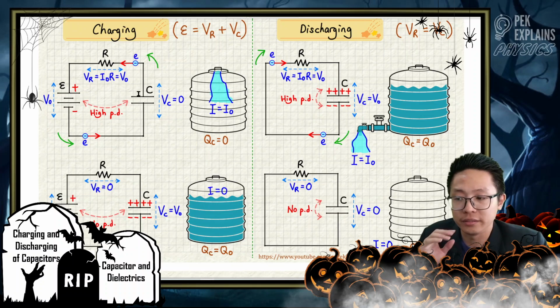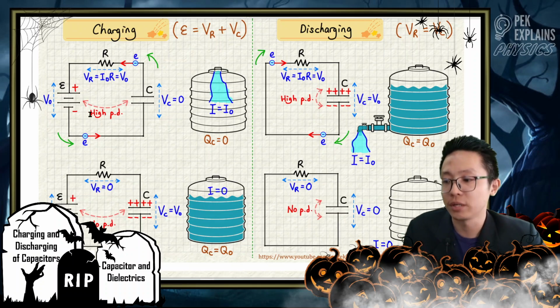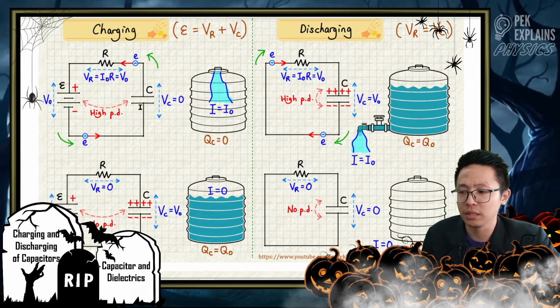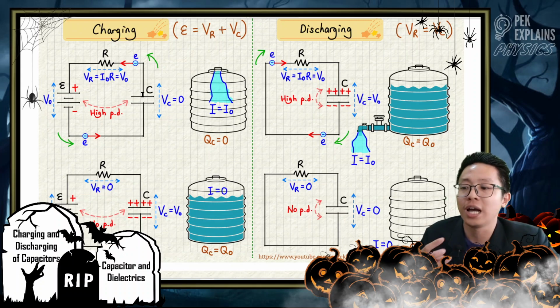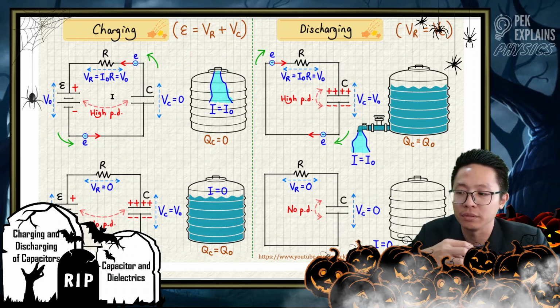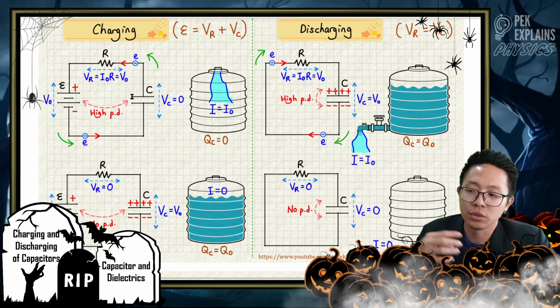So there must be a current flow because there is a high potential difference between these 2 components. So a lot of current flows initially during the charging process, trying to charge up the capacitor. Because we know that the battery pulls electrons out from one plate of the capacitor and then deposits the electrons on the other plate. So one plate becomes positive, one plate becomes negative.